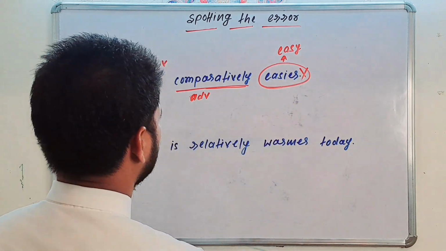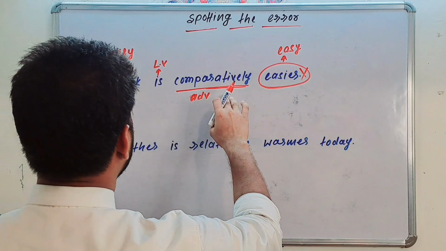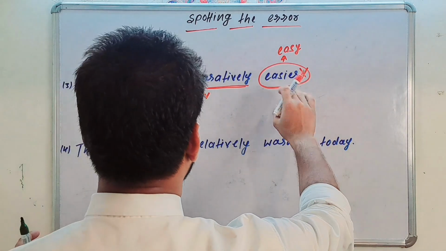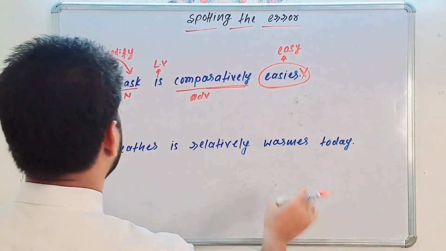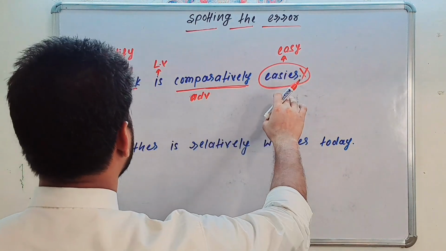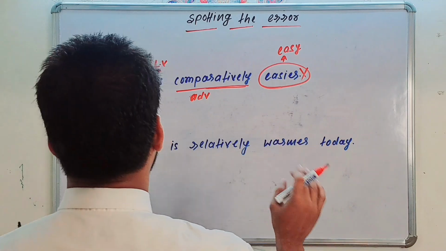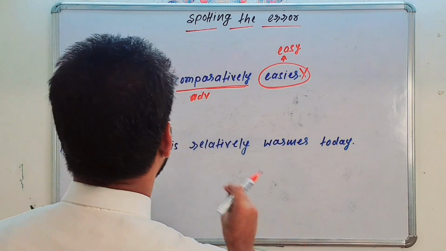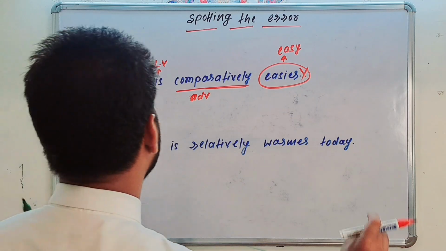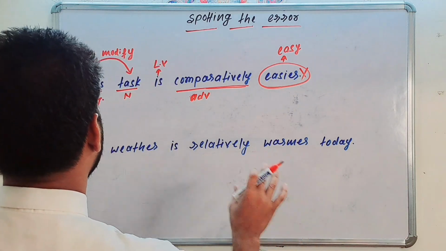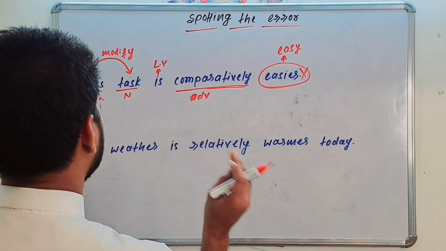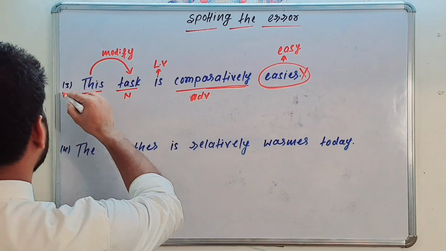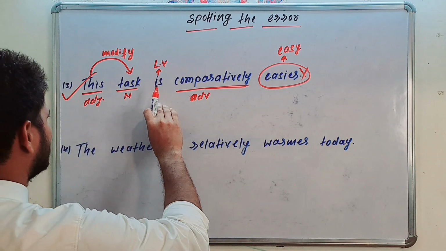Don't use easier. Whenever you are using comparatively as an adverb, you don't have to use easier. Easier is also a comparative form. Here, see, this task is comparatively easy. You have to say it like that. This is the right sentence. Now this sentence is 100% right.